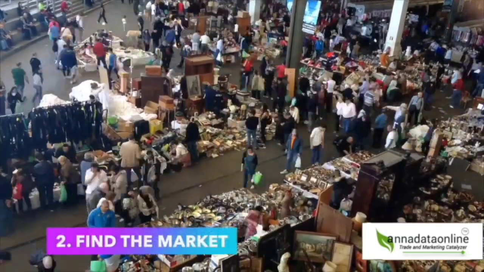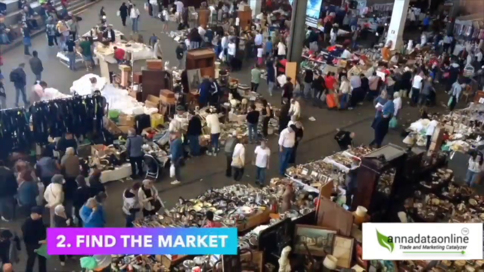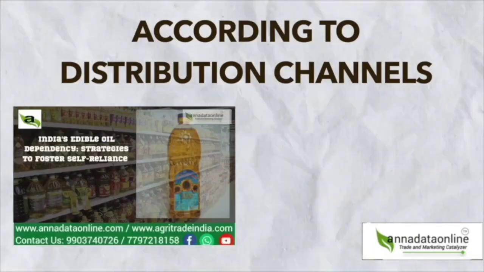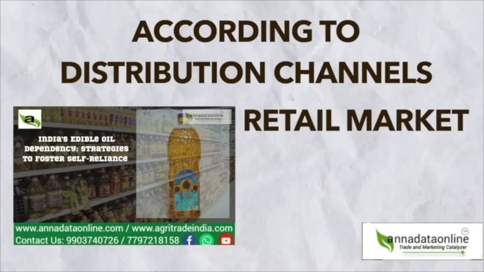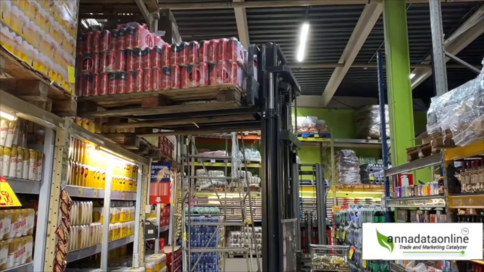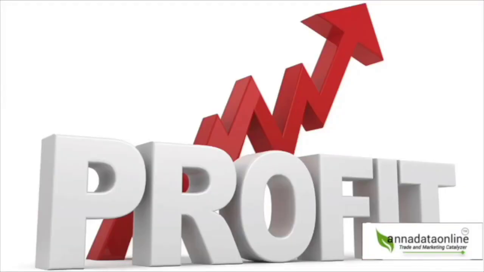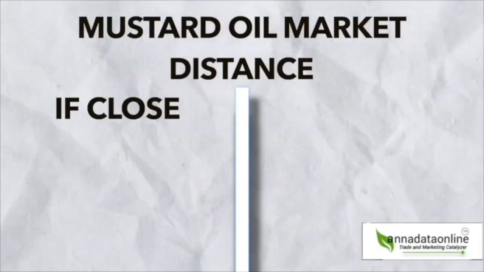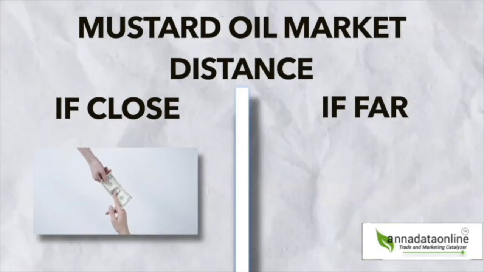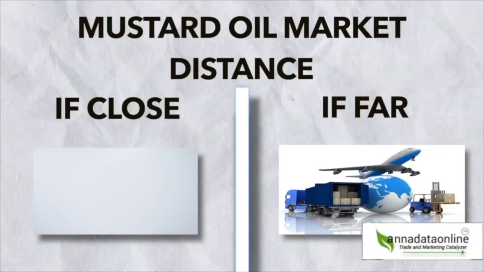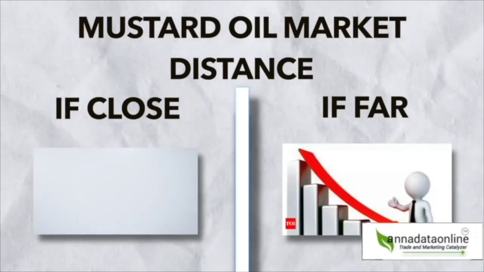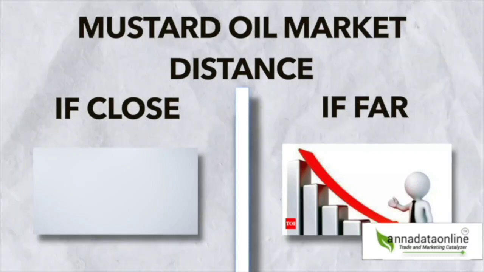Second point is, find the market. Find the market closest to you. According to the distribution channels, the mustard oil market is divided into retail markets, supermarkets, and department stores. Of all these, the retail market accounts for the highest profit. Therefore, the closer the mustard oil market is to scale, the easier it is for you to sell mustard oil. If you need to travel far away or the market is scattered, selling products to them will make you spend more money.